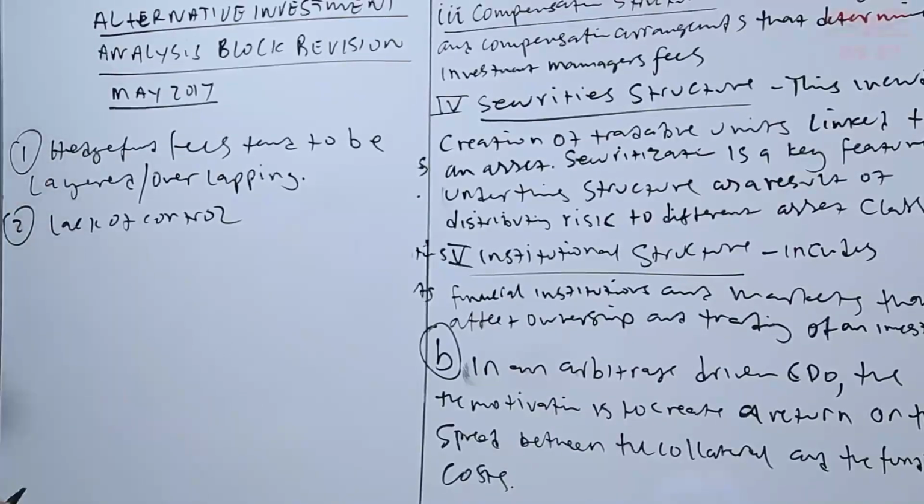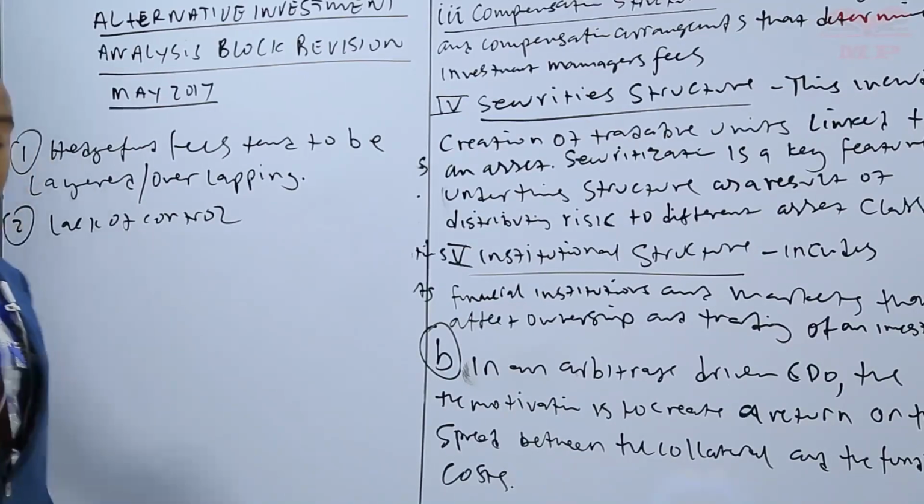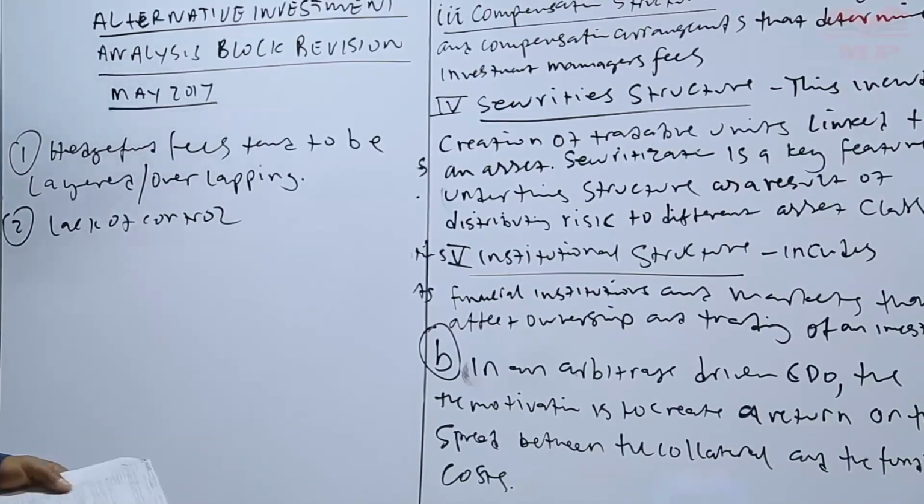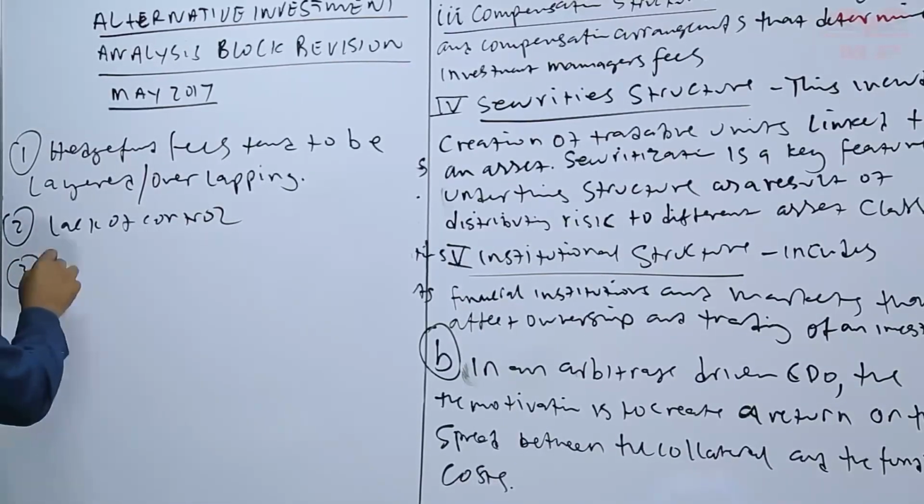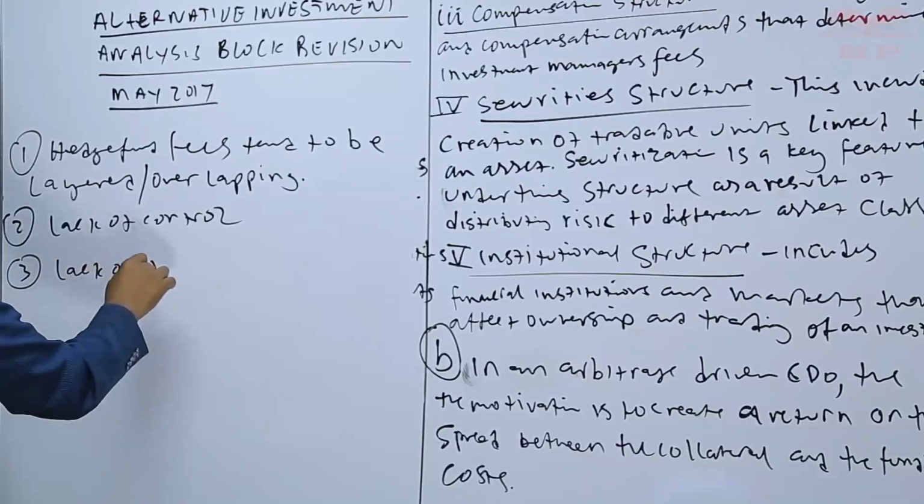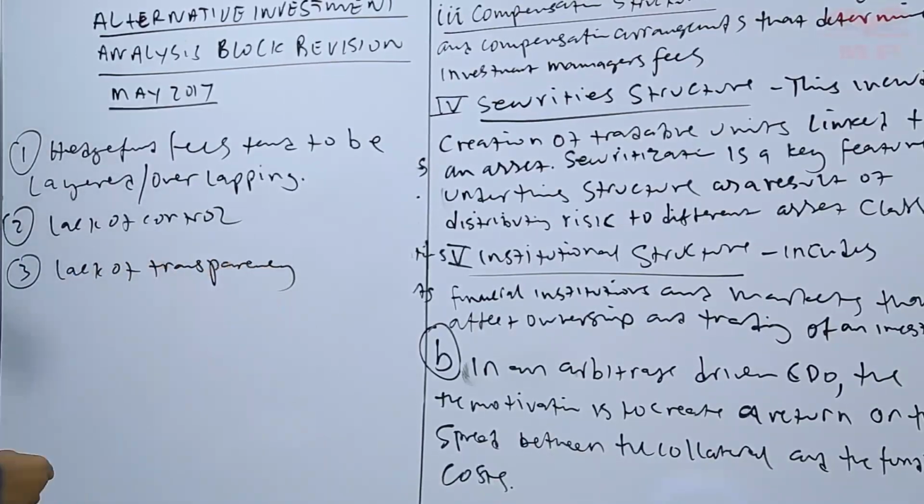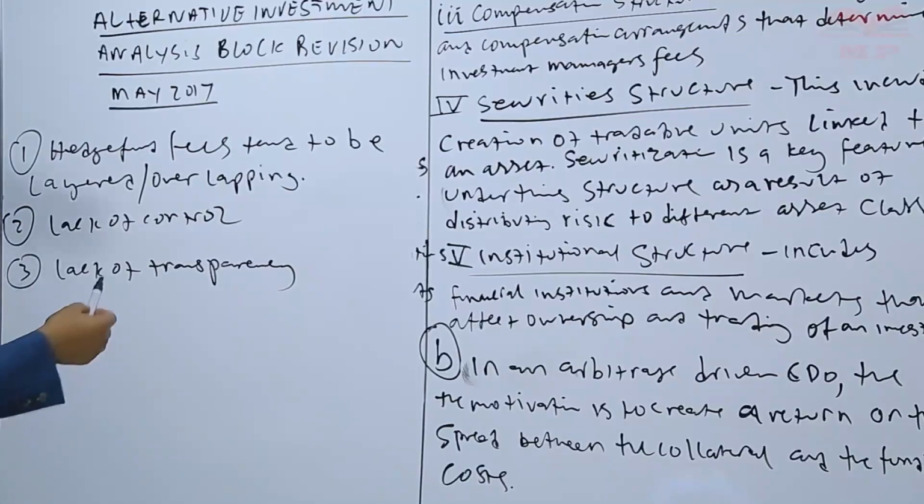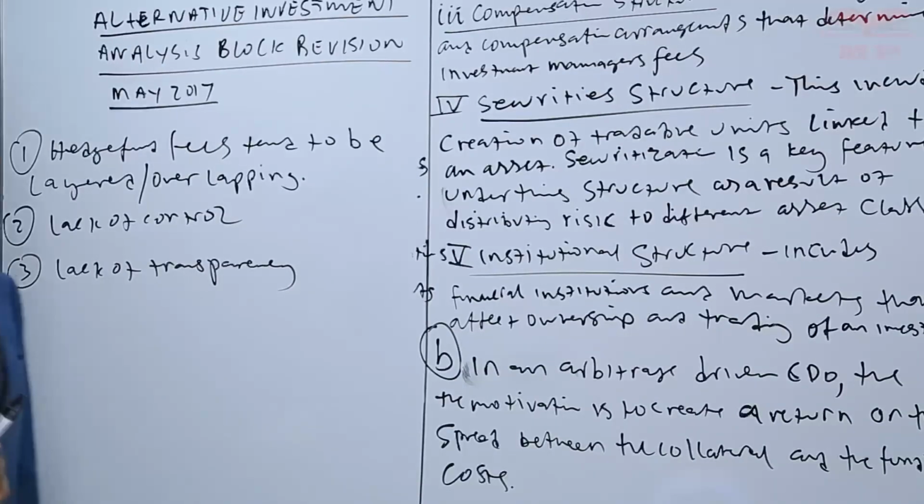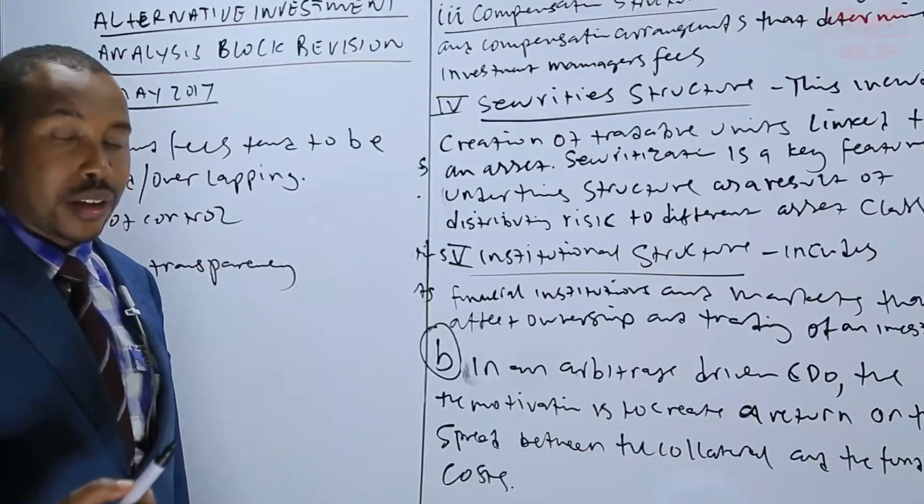We are also saying that in terms of creation of the fee, the fund is the one that comes up with the fee structure by itself. We can also say there is lack of transparency. Number 3, lack of transparency, in the sense that hedge funds tend to be less regulated as compared to other alternative investments.